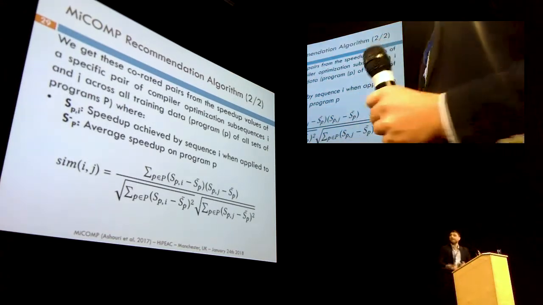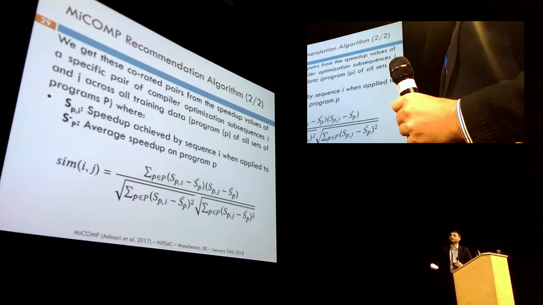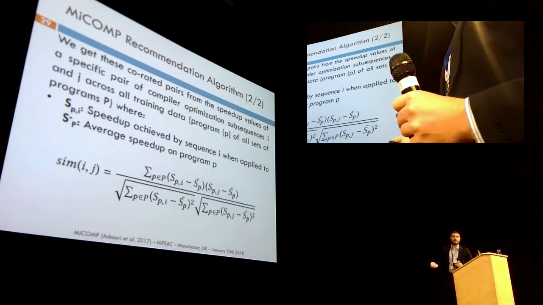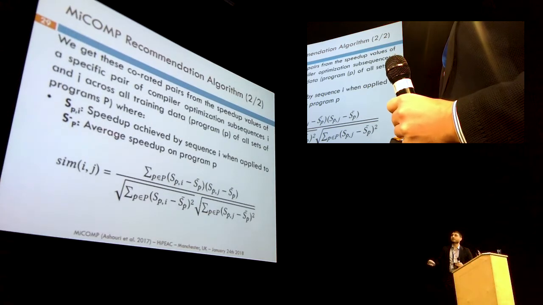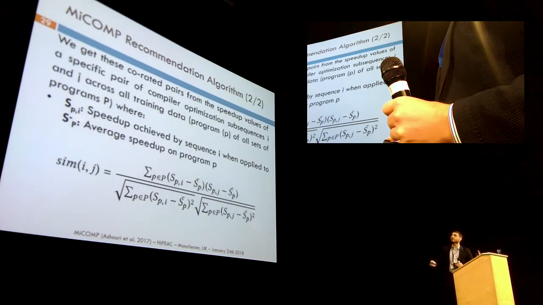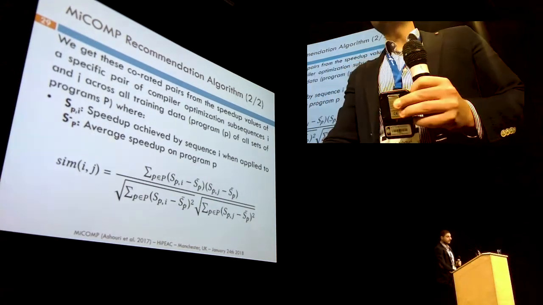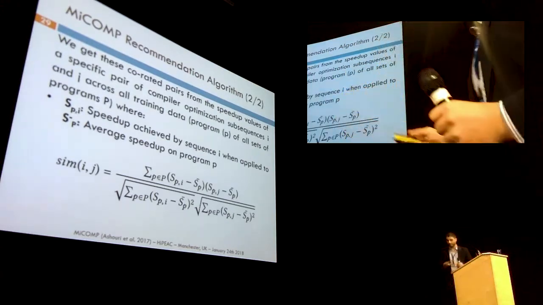So this will calculate the similarity between the compiler paths I and J in all our data set. So we have to have the speed up achieved by that specific compiler sequence when applied to program P by the average speed up on the whole data set of programs. All right. So let's just have the result.